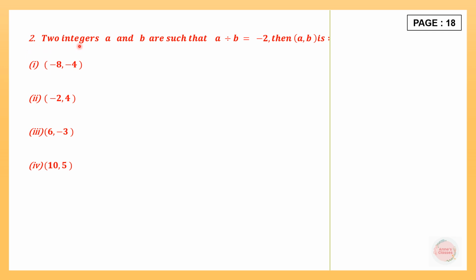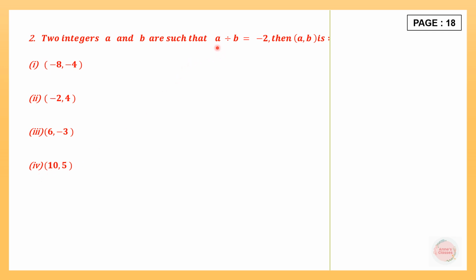Question 2. Two integers a and b are such that a divided by b is equal to minus 2. Then what will a and b be? That is the question. So we have two integers a and b. If you divide a by b, your answer should be minus 2. Then what will a and b be? They've given us a choice here, so we will see which is the correct answer.